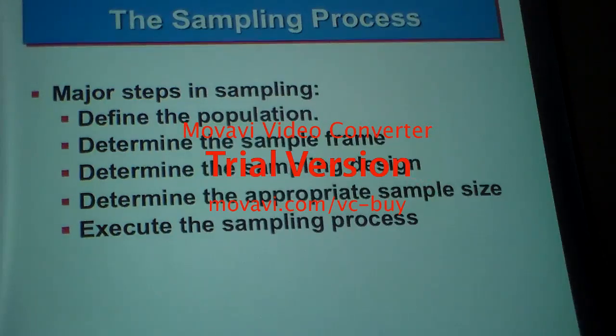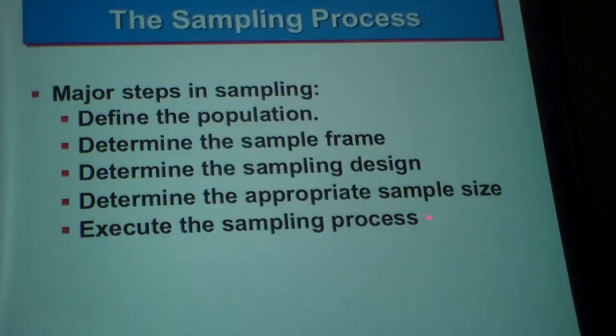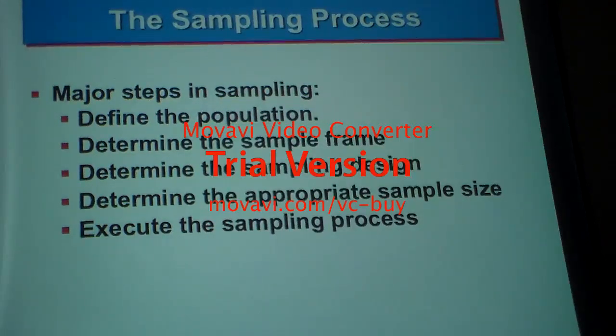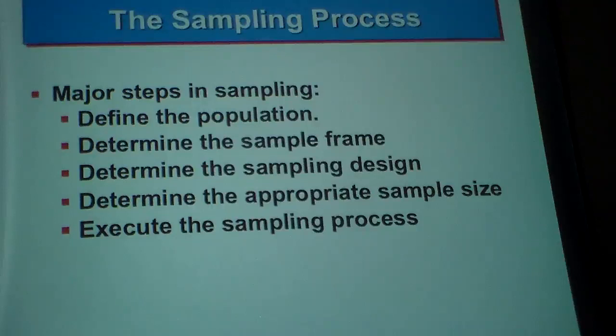Determine the sampling design, how we are going to design this sample. Determine the appropriate sample size, how to choose the size. There are some hints, some criteria that we will see after this that can give some information about the sample size, or as we said, through the literature. The last one is to execute the sampling process, meaning the actual selection of people.